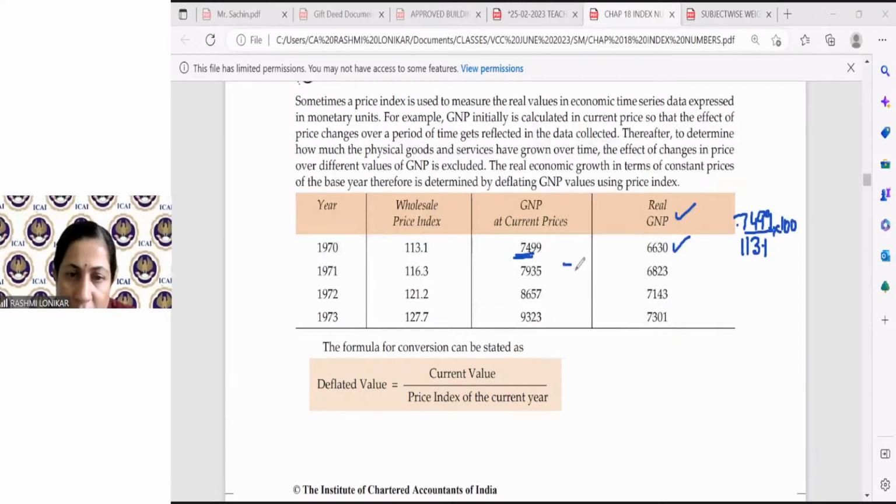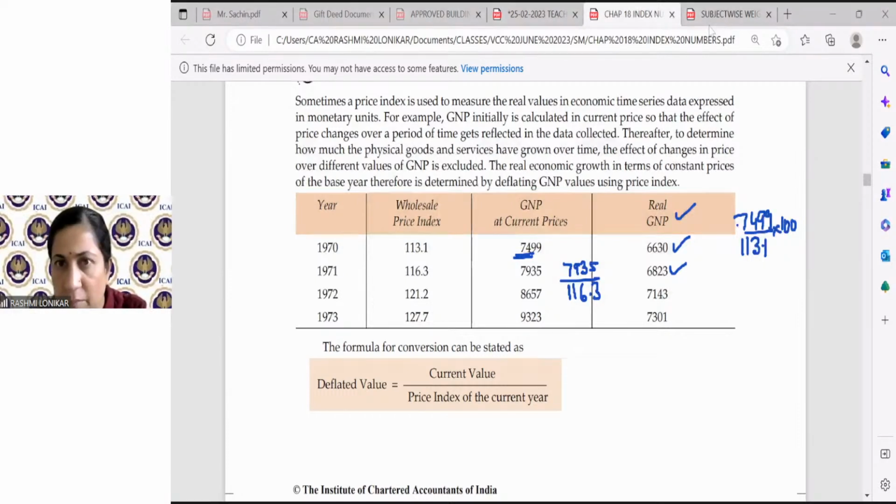Let us see for the other. The price here is 7935. I have to divide it by 116.3. So 7935 divided by 116.3 is equal to 6823. And so on. So this means that if you strip off the inflation, you will get the real value. Current price is looking at 7499, but if you strip off the inflation, it is equal to 6630.